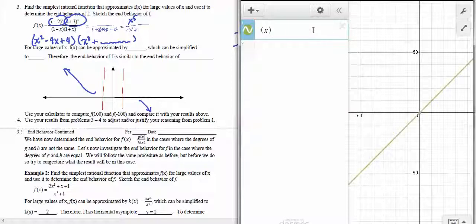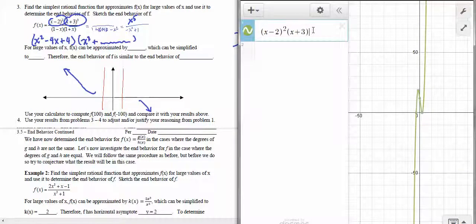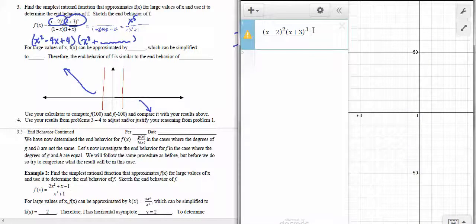It's x minus 2 squared, x plus 3 cubed, divided by 1 minus x and 1 plus x.